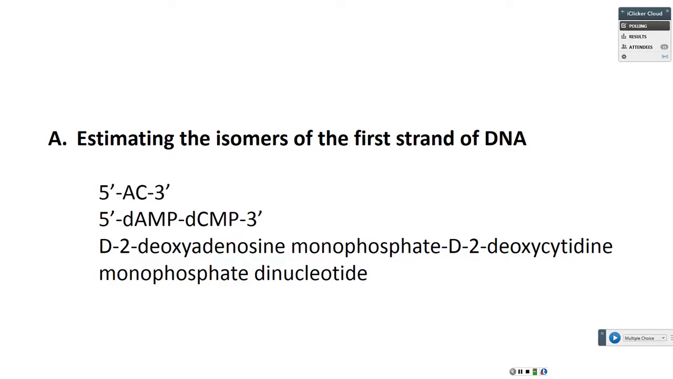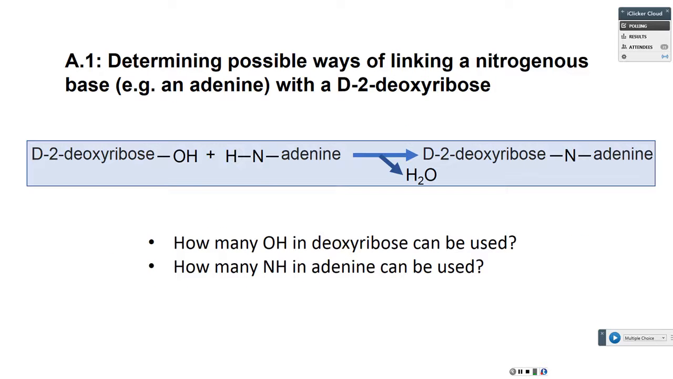Because you have already graded your classmates, you must have read my answer. The first thing we should do is to estimate the isomers of the first strand of DNA, and then the second strand, and then the ways to combine both. To determine the first strand, which is made by 2 nucleotides, we check 1 nucleotide first. And the first one is adenine.